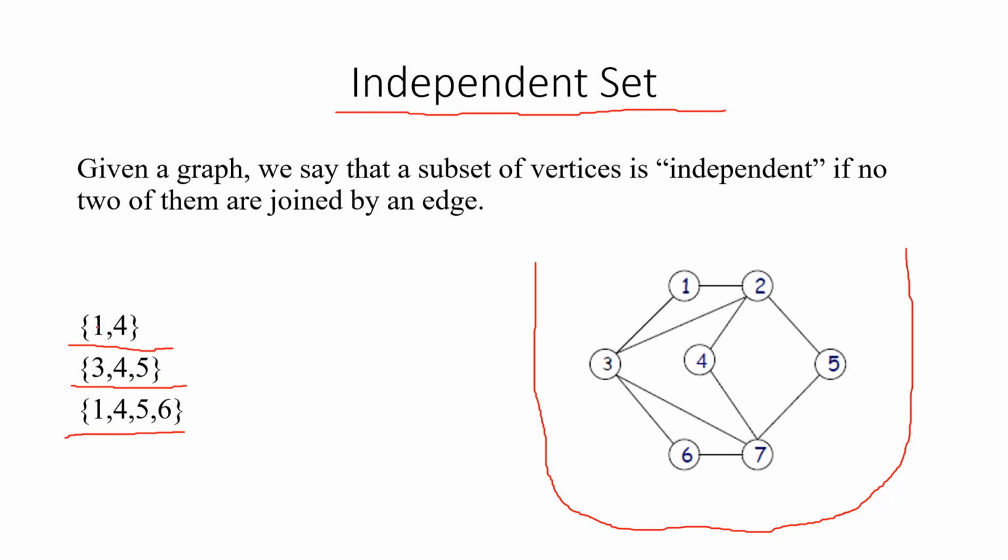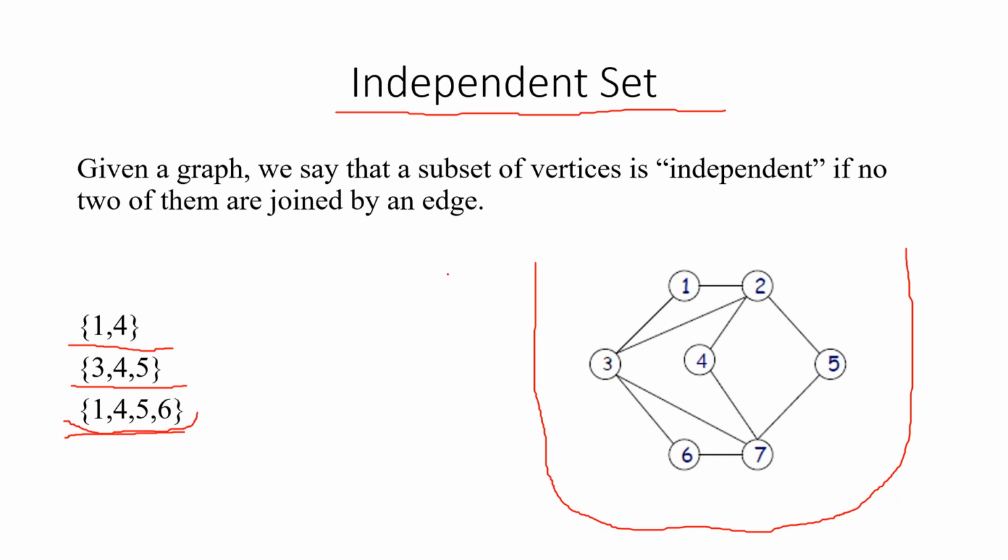So here, as you can see, between 1 and 4 there is no edge. So this is an independent set. Here is 3, 4, 5. Between 3 and 4 we don't have any common edge. Between 3 and 5, there is no common edge. Between 4 and 5, there is no common edge. As well as for this set, we can see that this is independent.